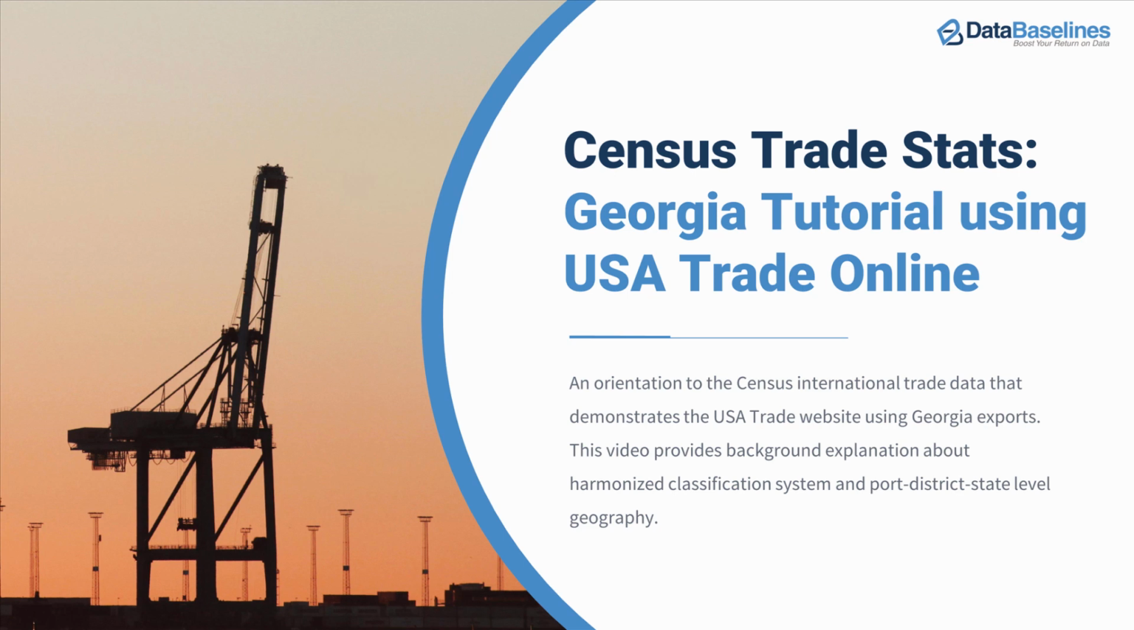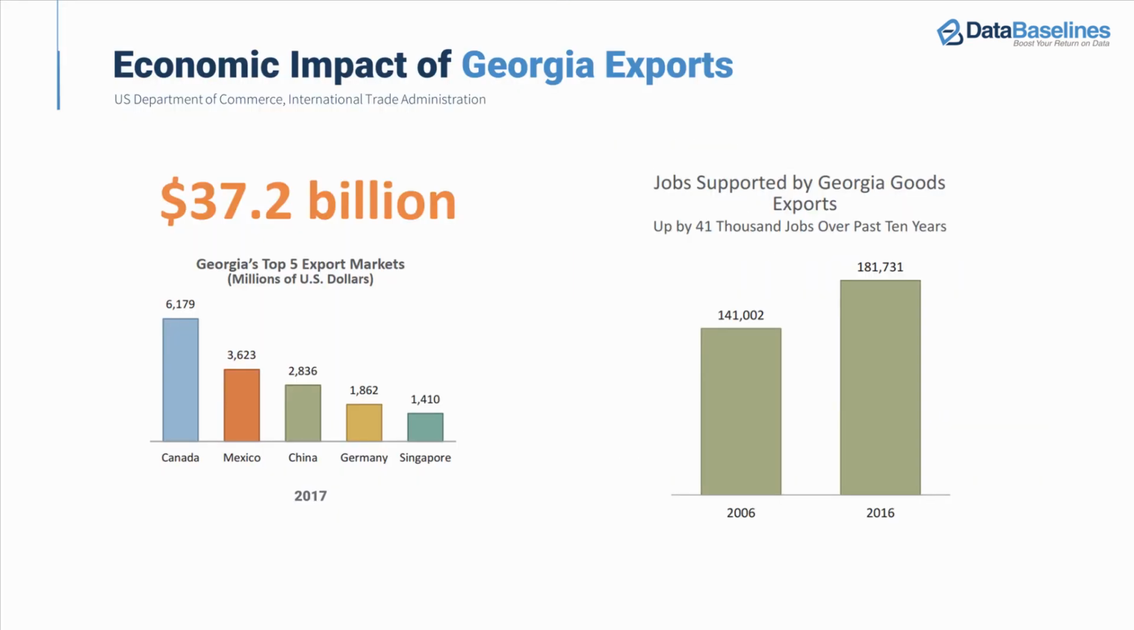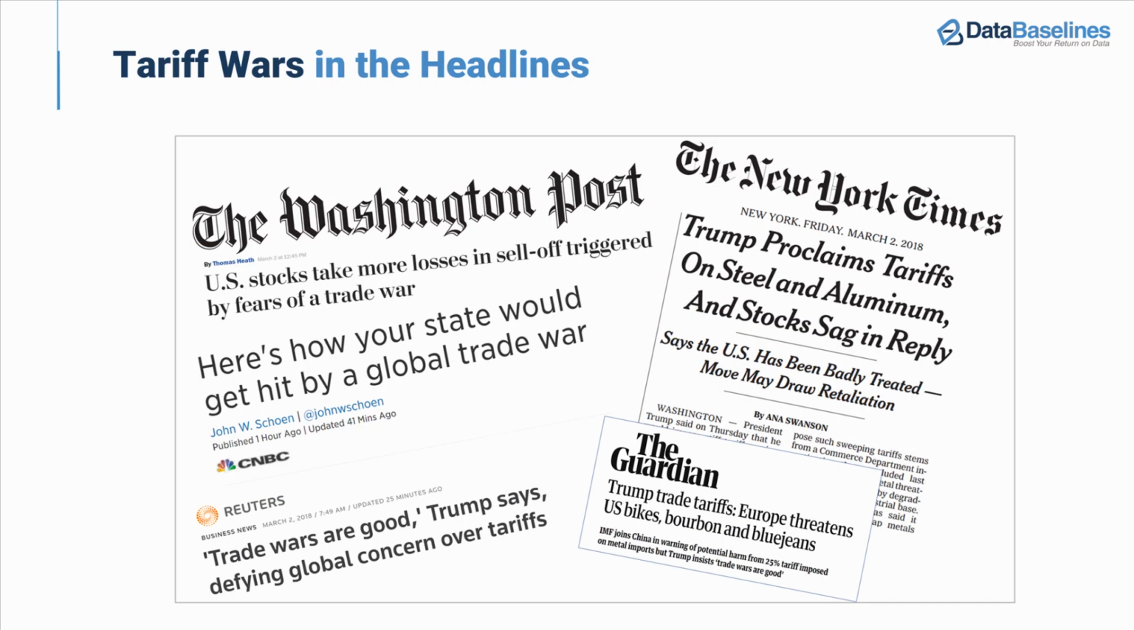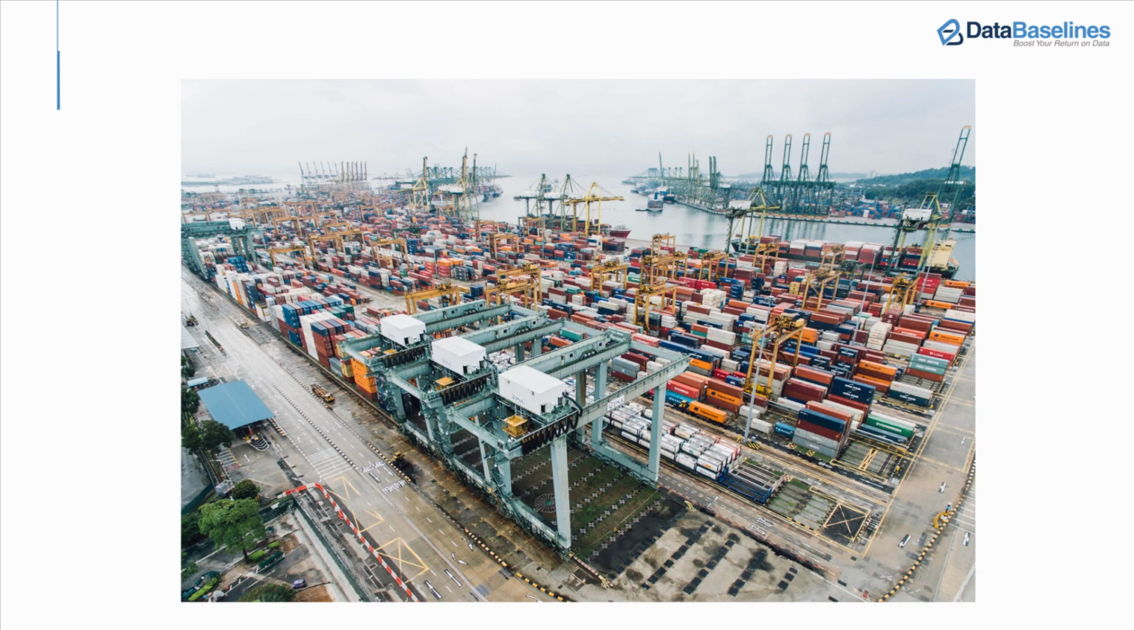According to the U.S. Department of Commerce, the state of Georgia exported over $37 billion worth of goods in 2017. That translates to employing approximately 180,000 people in our state. In the past year, tariff wars and NAFTA revisions have made a lot of headlines and made many of us wonder, what, if any, effect will these have on our economy?